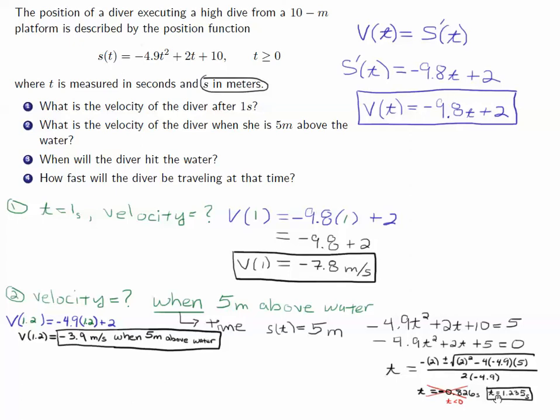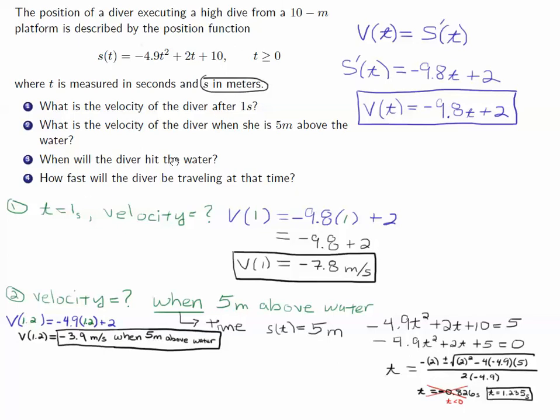But since our equation is only for 1 decimal place of precision, we're going to use 1.2 to input into the velocity. So just as we did in the first problem, now we have the time, which is 1.2 seconds. We input that into the velocity function, and we get that the diver is going minus 3.9 meters per second when she is 5 meters above the water.